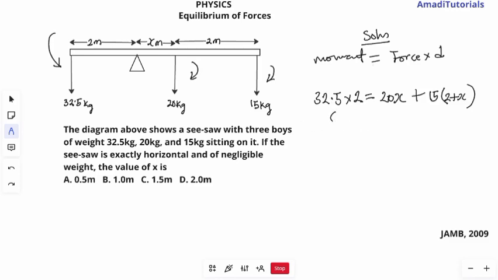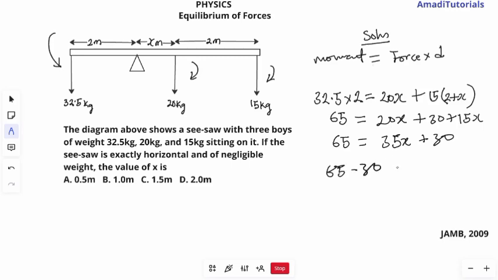32.5 times 2 is 65. So 65 equals 20x plus the 15 times 2. If you open that bracket, 15 times 2 is 30, plus 15 times x, 15x. So you now have 65. You finish up the equation, collect terms. 20x plus 15x will give you 35x plus 30. There you collect like terms, so you now have 65 minus 30 equals 35x.